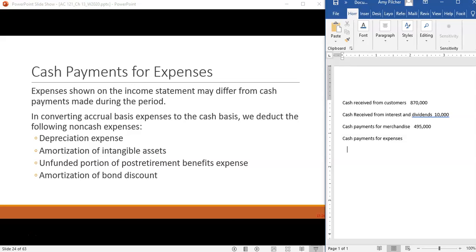we'll start with our operating expenses that we take off of our income statement. So our operating expenses are $300,000. Then we need to get rid of that depreciation expense of $40,000.